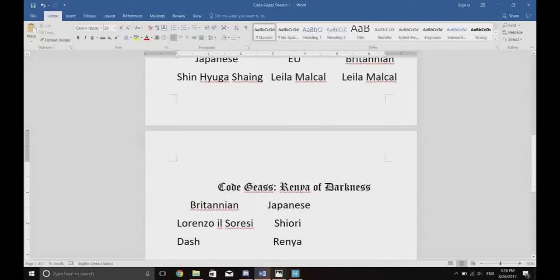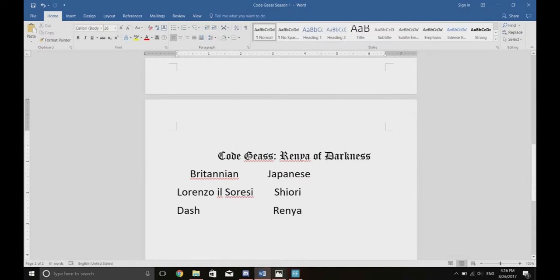And then in Renya we have two more Britannians with Geass, and then we have Chi Shiori. You'll notice that I also placed Renya as a Geass user because Renya is an example of someone who does not have the Geass trait. Why do I say that? Because his contract failed. In the manga, it's actually hinted that Dash is the reason his contract with C2 ended and failed.